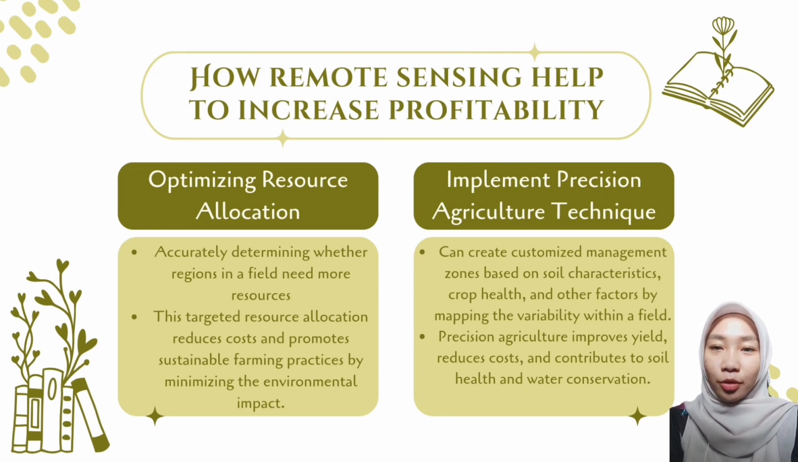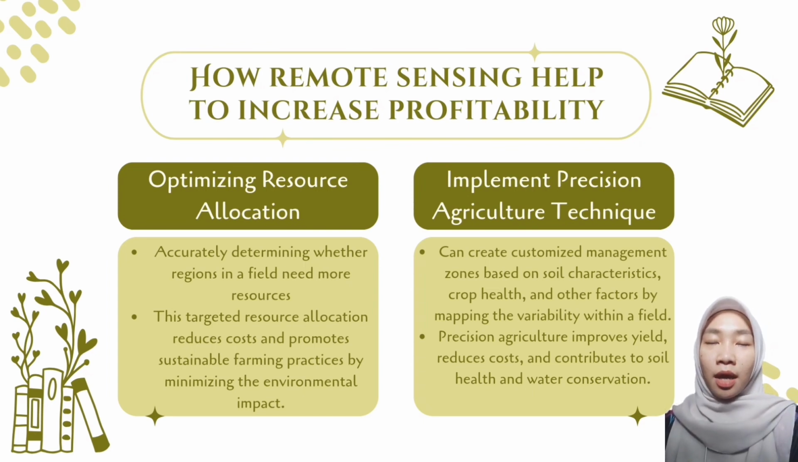Remote sensing is the process of detecting and monitoring the physical characteristics of an area by measuring its reflected and emitted radiation at a distance, typically from satellite or aircraft. Special cameras collect remotely sensed images which help researchers study the Earth. Okay, how can remote sensing help increase profitability?